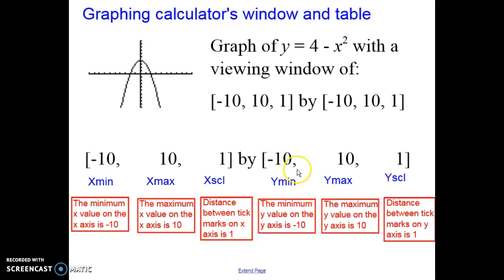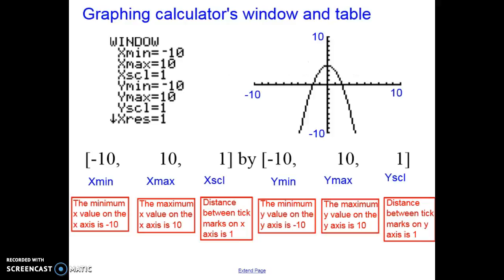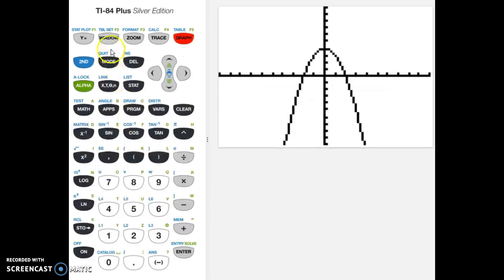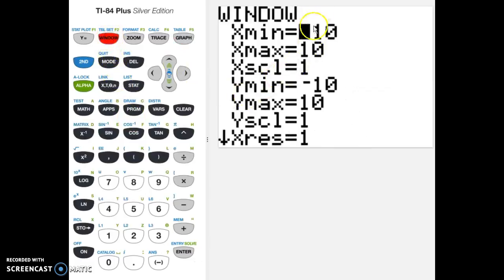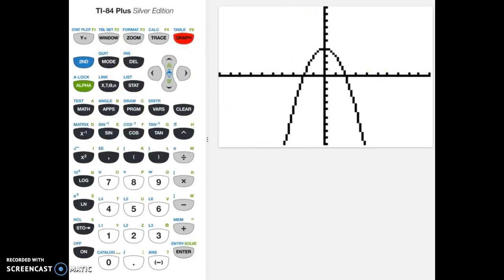And then here I've got y minimum, the minimum value on the y-axis, y maximum is the maximum value on the y-axis, and then my y scale on the y-axis. These tick marks are also counting by 1. If you go to your window settings, you will see those numbers right here. And that means if you were going to label your grid, that would be 10, and that would be -10, and then that would be -10, and that would be 10. The window button is right there. So you can see those numbers typed in give you this graph.